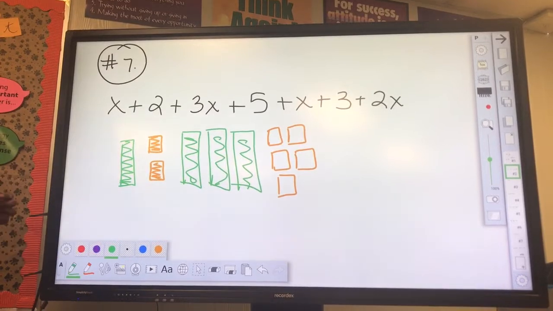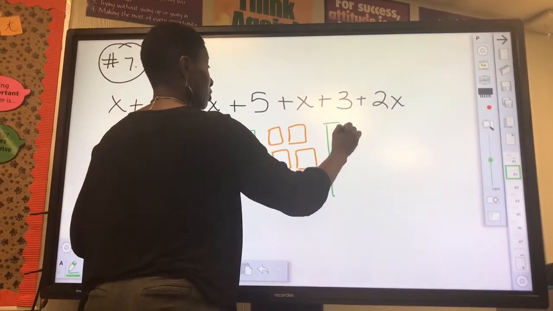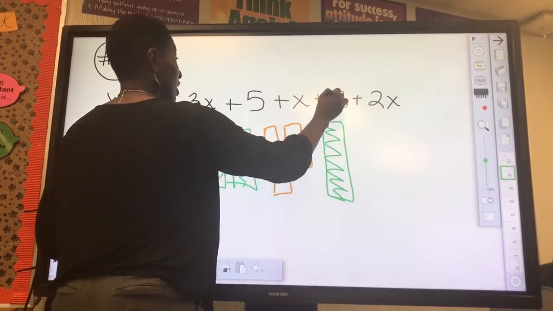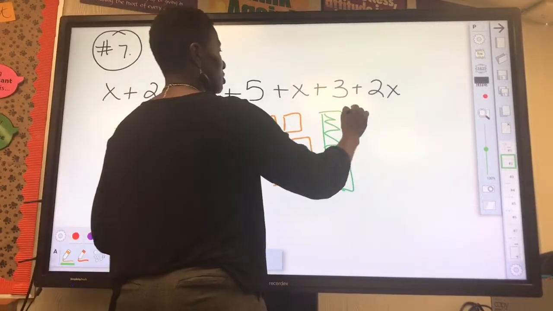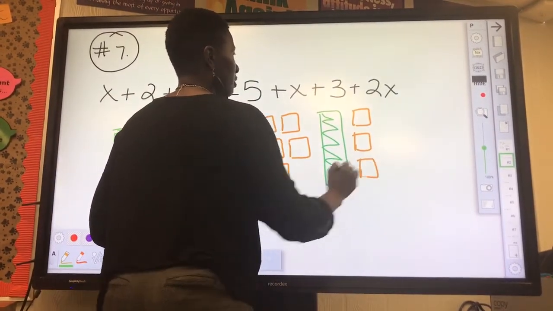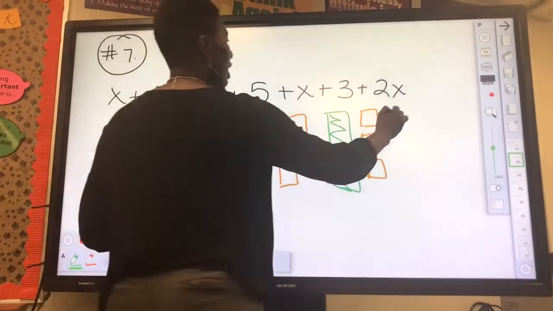What am I going to draw next? One top. A green, long tile. And then what am I going to put for 3? 3 yellows, because these all represent just 1, correct? And what's the last thing I'm going to put? 2 long tiles.